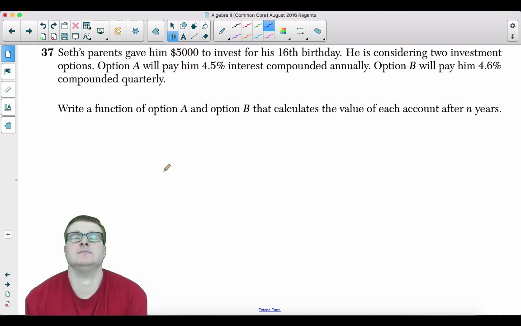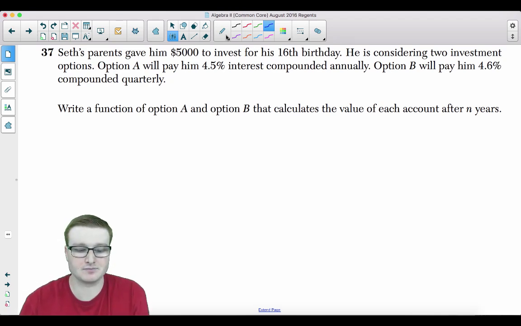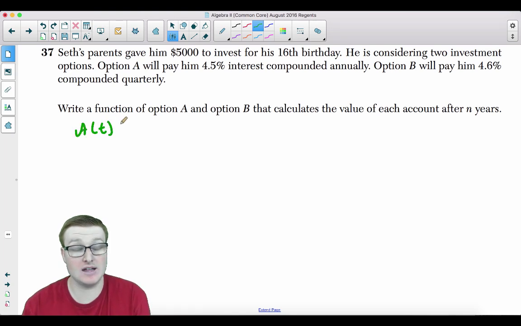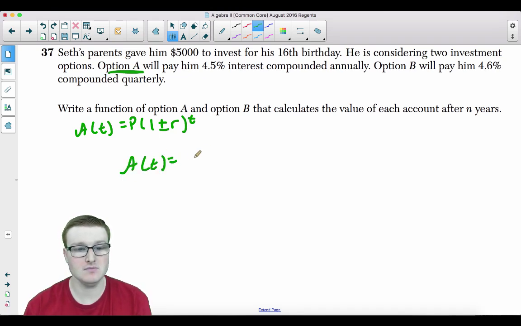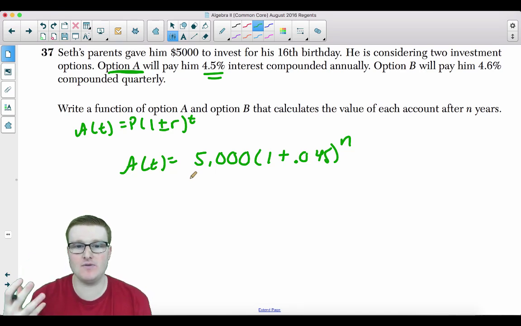I think that they were nasty, because they usually give you the formula that you need to use. You had to know, ladies and gentlemen, that A of t equals P times 1 plus or minus r raised to the t power. You know that from memorization. So it's easier to find the option A one. The option A one is A of t equals the initial amount of 5,000 times 1 plus 0.045 raised to the n power, because it's 4.5% interest. You're getting money from the bank, so interest is increasing the value of your account.